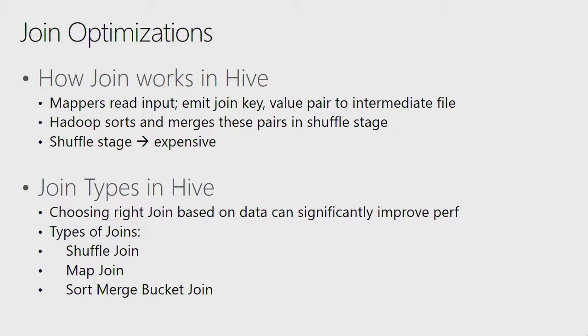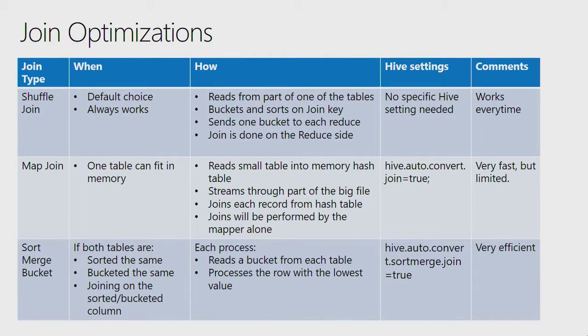Before we do that, there are 3 main types of joins in Hive: shuffle join, map join, and sort merge bucket join. Let's discuss all of them in detail. The first one is shuffle join. Shuffle join is the default choice, and it always works. How does it work? It reads from one part of the table, and then it buckets and sorts it on the join key, and then it sends each bucket to a reducer, and then the join is done on the reduce side. There is really no setting you need. It works every time, right? But like I said, it's not very performant, but it always works. So I would say this is more the brute force way.